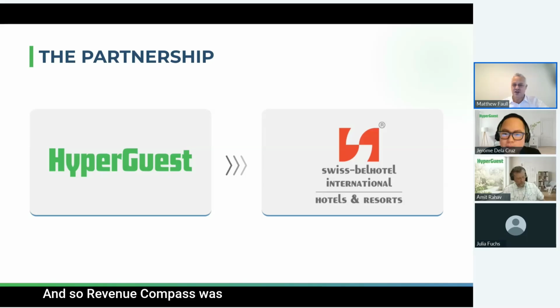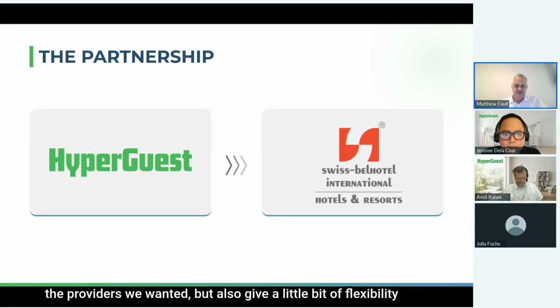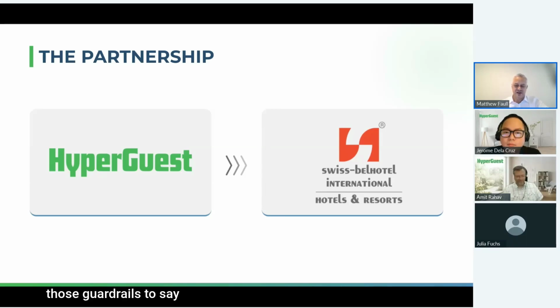And so Revenue Compass was helping us balance out that demand. On top of the fact, many of the markets we deal with are highly price sensitive. So even small changes in pricing can affect the demand velocity and so forth. So what Revenue Compass gave us was the ability to distribute to the providers we wanted, but also give a little bit of flexibility within those guardrails to say, hey, you can play with these numbers in this way to optimize the pickup velocity within our expectations. And we were quite pleased with the results that came from that.